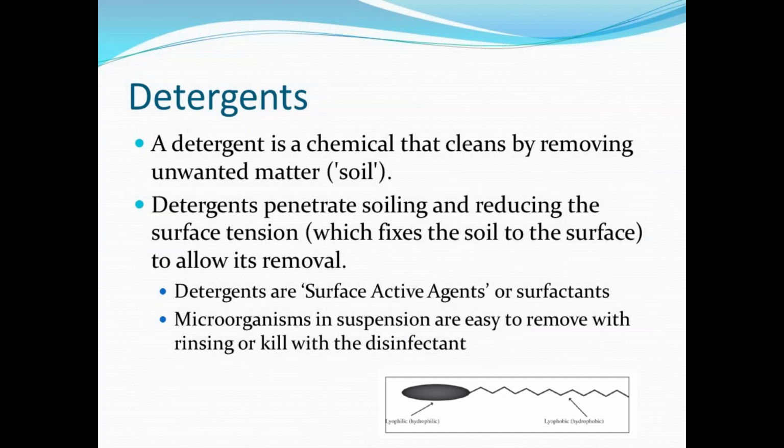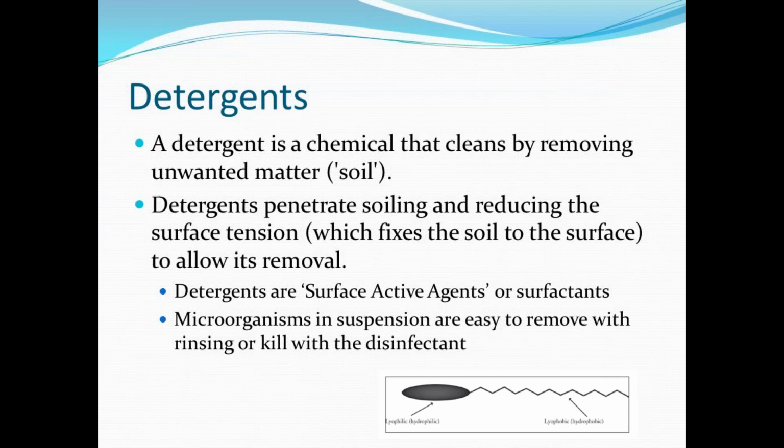So what do we mean by a detergent? Well, a detergent is a chemical that cleans by removing this unwanted matter, this soil. And detergents work by penetrating the soil and reducing the surface tension. And it's the surface tension, those are physicochemical and electro forces that allow things to attach to surfaces, that the detergent attacks and breaks down those kind of bonds. Which is why many detergents are surfactants. Surfactant is an abbreviation of surface active agent.